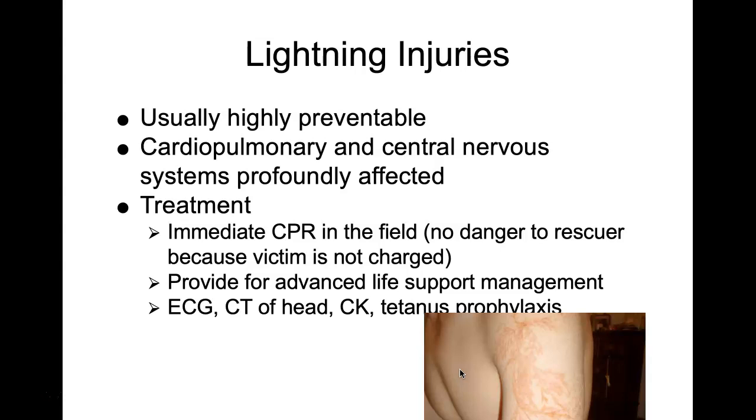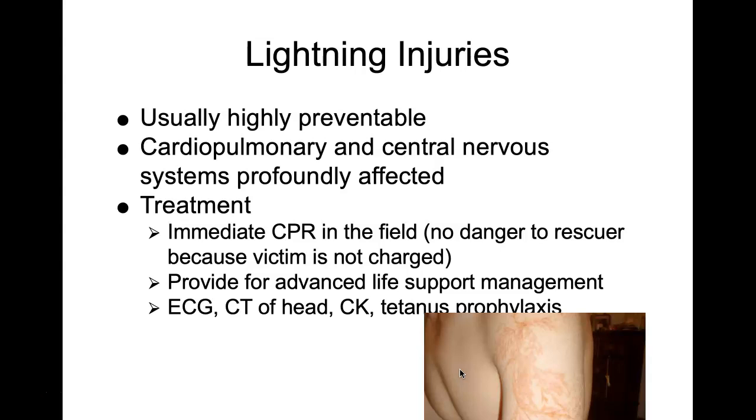You want to make sure they're not in water. The clothing and shoes of victims may be damaged or blown off when they get struck. Many survivors don't die, but they're left with permanent disabilities. These are preventable, so we can educate our patients to stay inside during an electrical storm. People like to go out and watch storms and drive around, especially when it's tornado season.